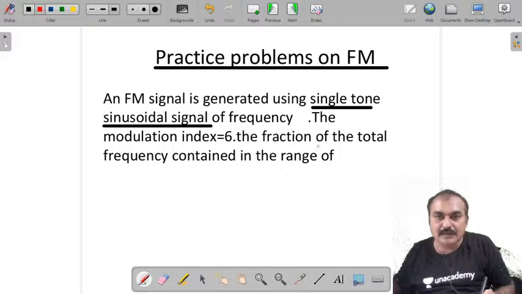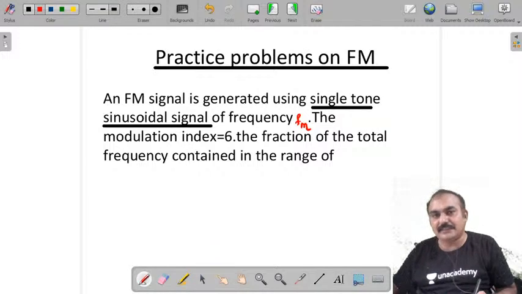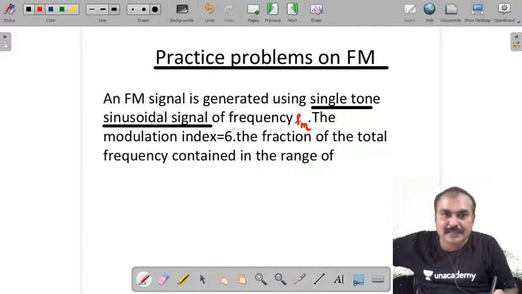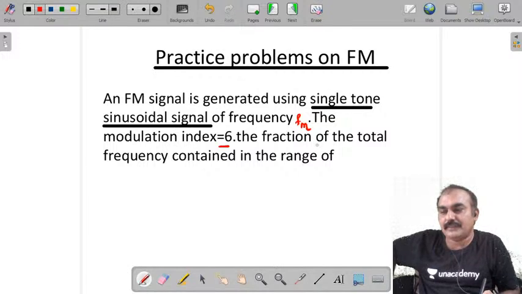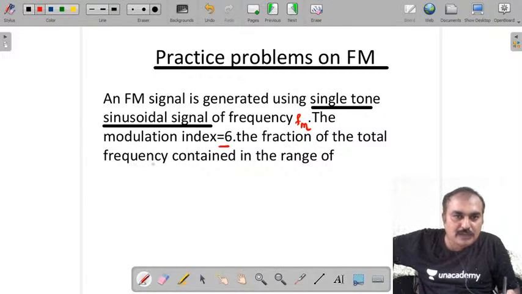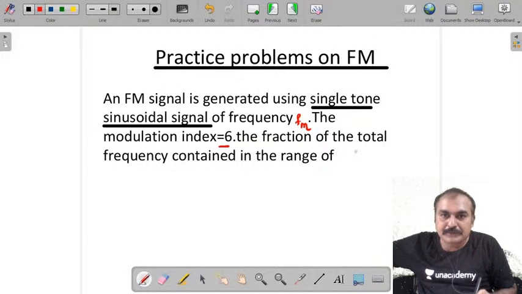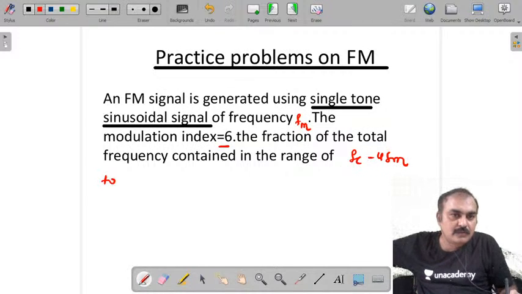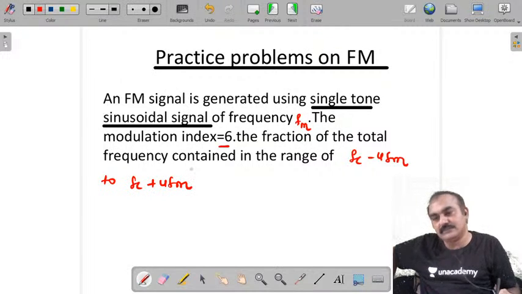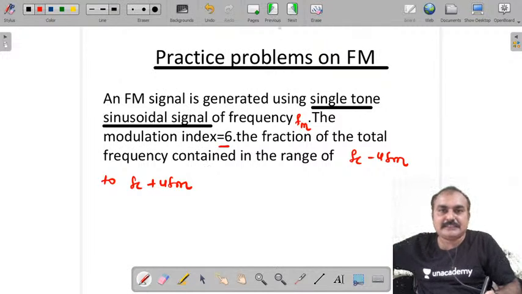The frequency FM, okay, and here the modulation index he has also given, that is beta, it is 6. And the fraction of the total power contained in the range of FC minus 4 FM to FC plus 4 FM, my dear students. Okay, the question he has given like this, with the other parameters also given.